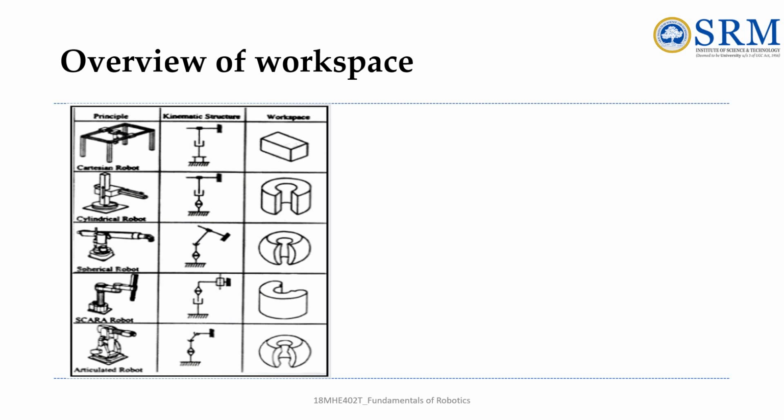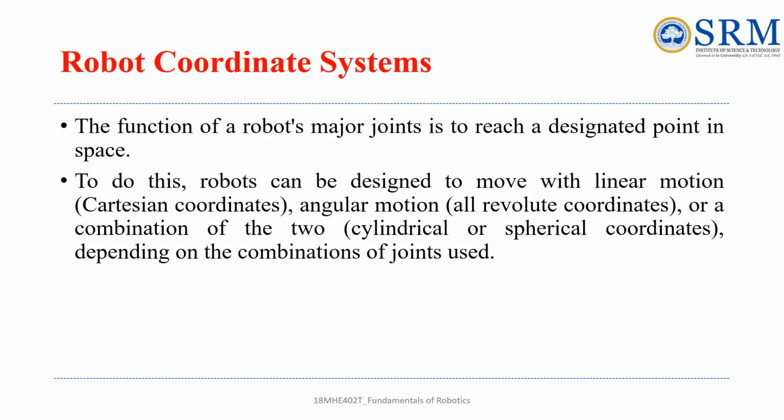And apart from this 4-degree of freedom, you have a SCARA robot. Okay, a SCARA also has both linear as well as rotary movements. Okay, that is also an articulated robot. So, and its workspace. So this is the overview of workspace.